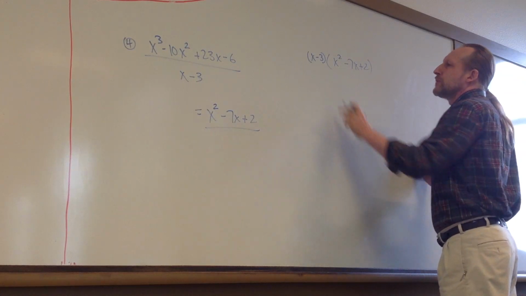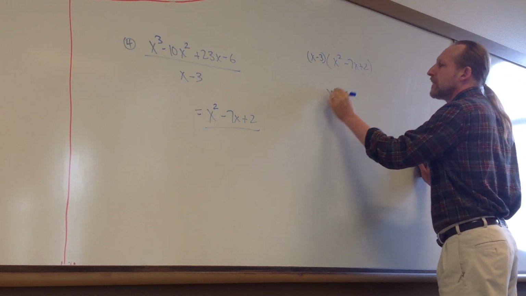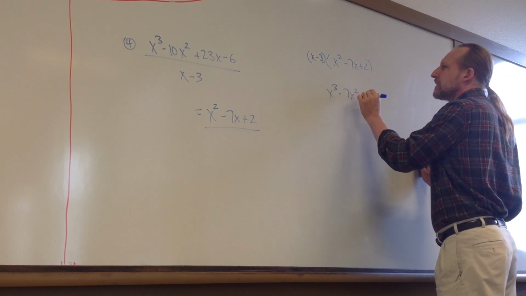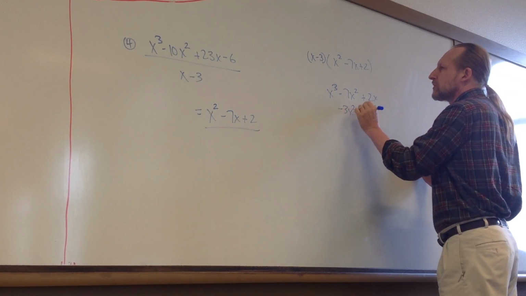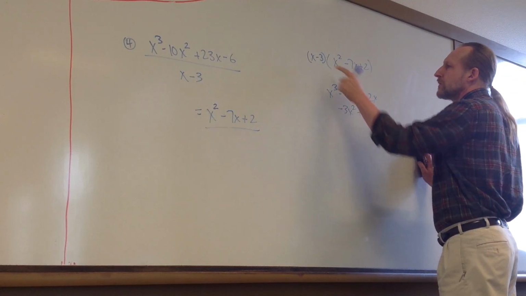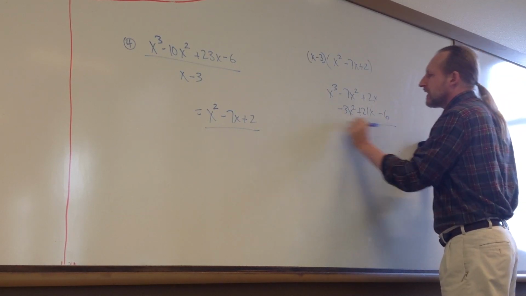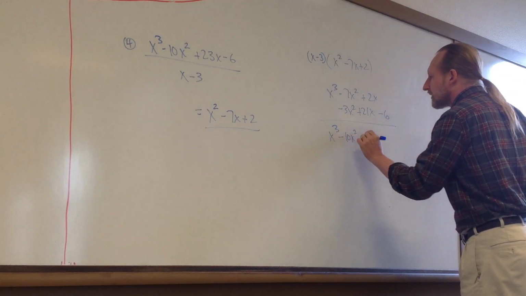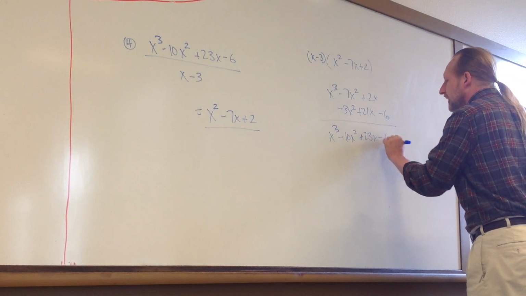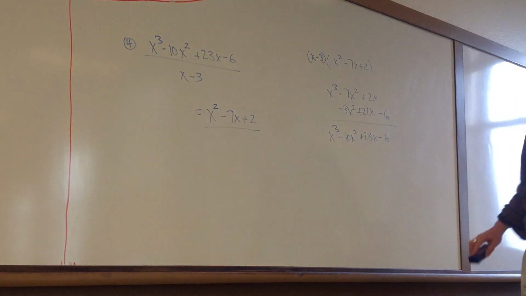So, if we distribute in here, that'll give us x cubed minus 7x squared plus 2x. Then minus 3x squared plus 21x minus 6. And here it is, x cubed minus 10x squared plus 23x minus 6. Okay.